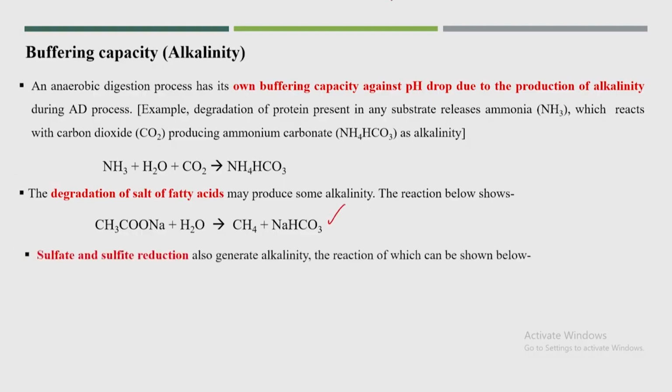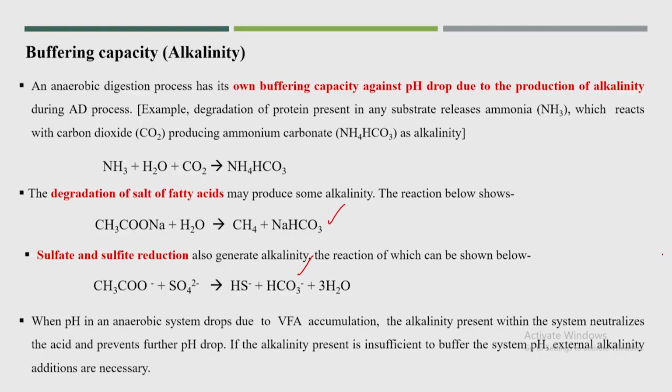Sulfate and sulfide reduction also generate alkalinity. The reaction could be like this. So, here also the carbonates or bicarbonates will get produced. When pH in the anaerobic system drops due to VFA accumulation, the alkalinity present within the system neutralizes the acid and prevents further pH drop. If the alkalinity present is insufficient to buffer the system pH, external alkalinity addition is necessary.